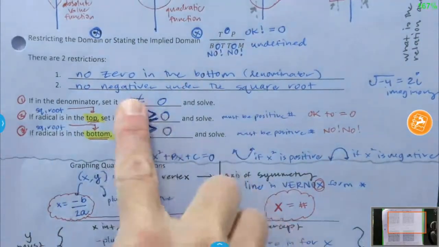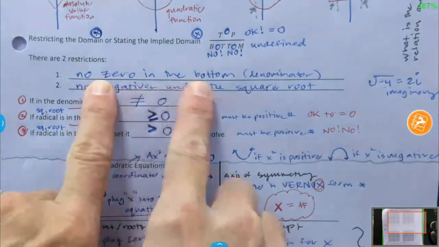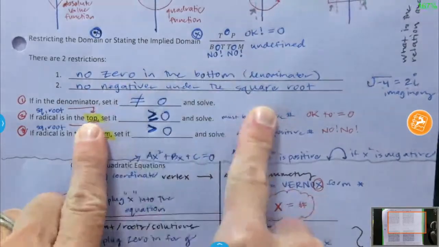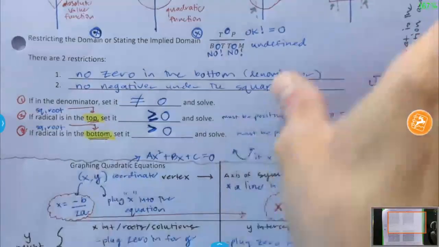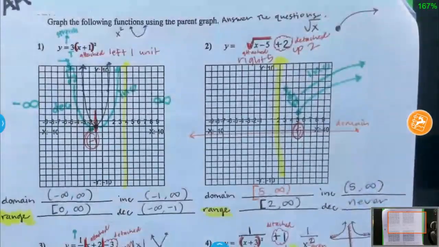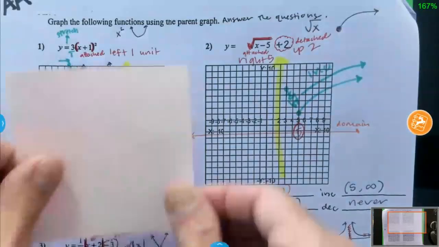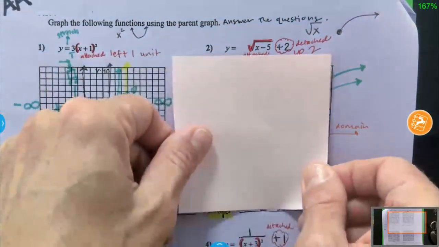So what we had to do is look at the formula and decide that, okay, you can't have a 0 in the bottom and you can't have a negative under the square root. Remember this stuff. I want to show you, and you don't really have to write this down because it's not going to fit nice and neat on your worksheet, so I'm going to put it on a sticky note. But let's look at this.